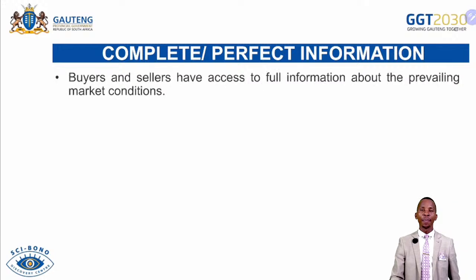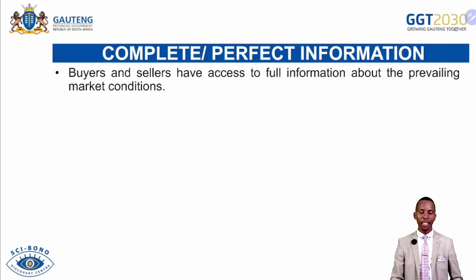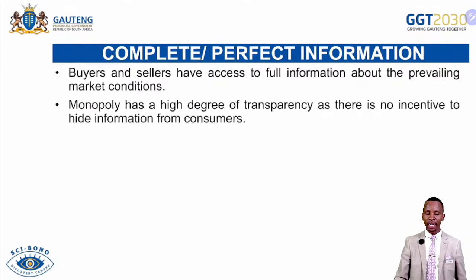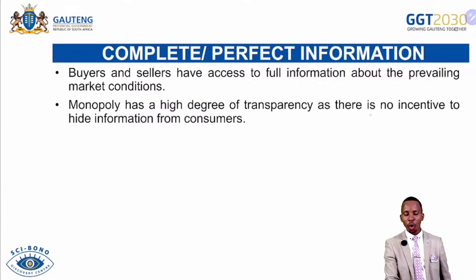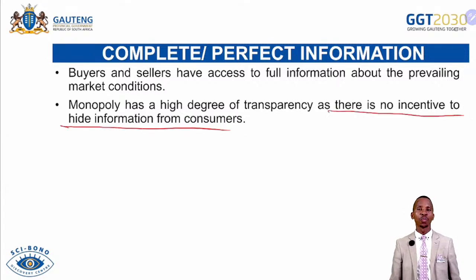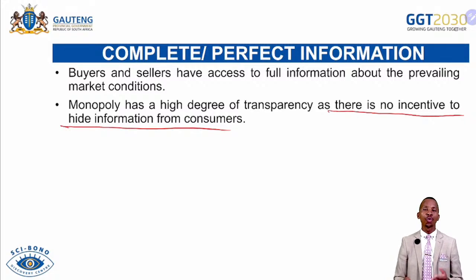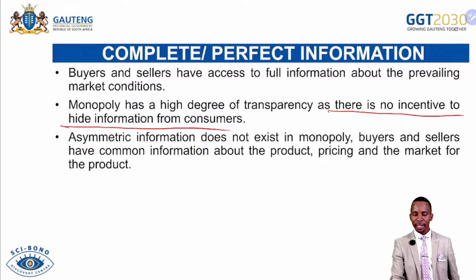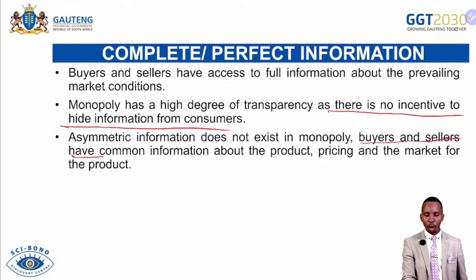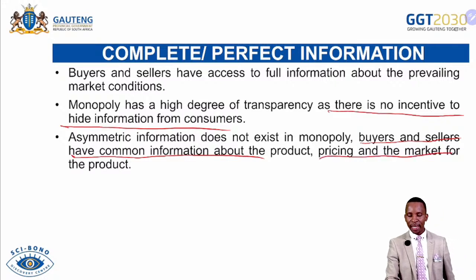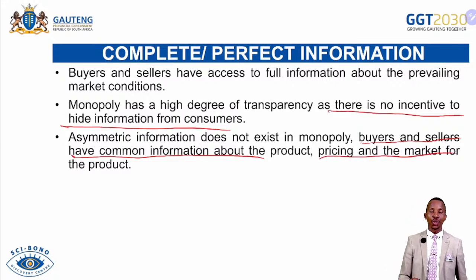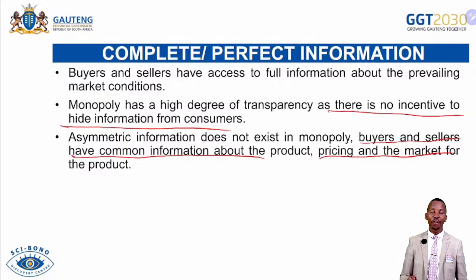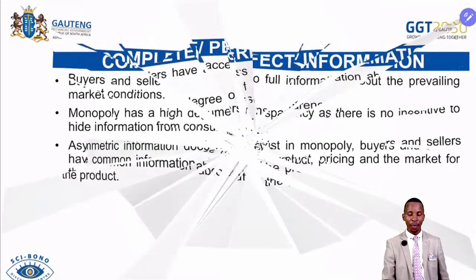There is complete information in the market for both consumers and producers. They all know all prevailing market conditions. Monopoly has a high degree of transparency as there is no incentive for hiding information from consumers because there is no competitor. Consumers need to buy the product at the end of the day. Asymmetric information does not exist in the monopoly. Buyers and sellers do not have different information. They have common information about the product, pricing, and the market. So there is no asymmetric or different information in the monopoly. The market information is complete or perfect or adequate.